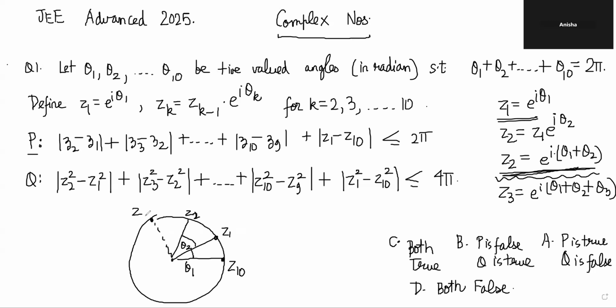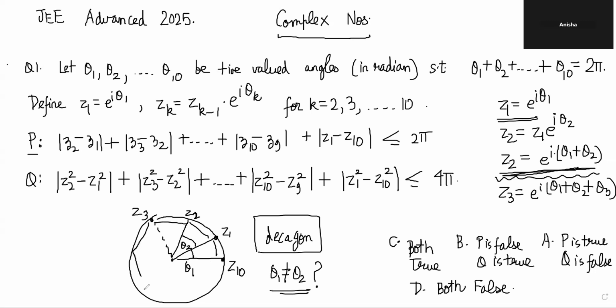So they all lie on a circle of radius 1 and they are the vertices of a decagon, right? Yes, sir. But we don't know whether it's a regular decagon or not, correct? Because they didn't say whether theta 1 was equal to theta 2 or not. So they are the vertices of a decagon, but it's not necessarily regular, correct? Right. So what is the meaning of each of these absolute values?